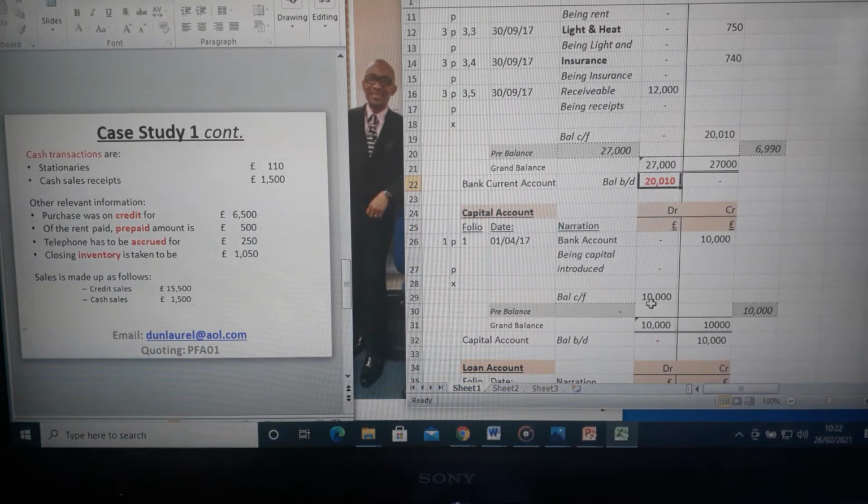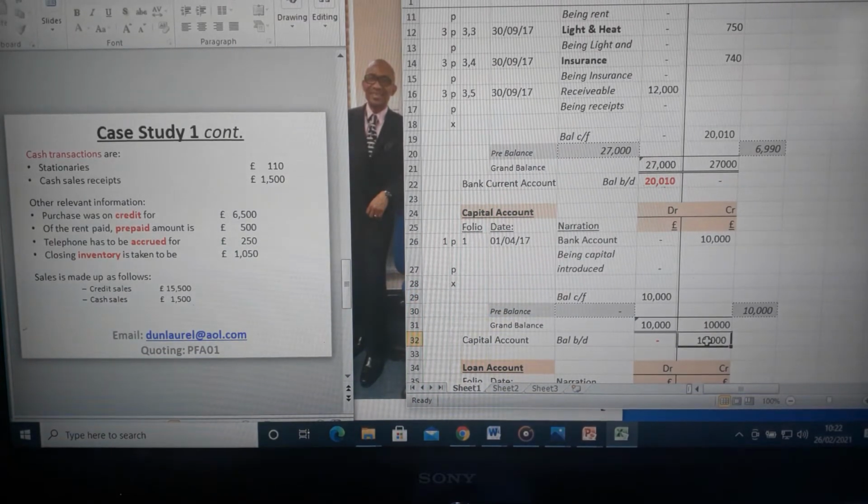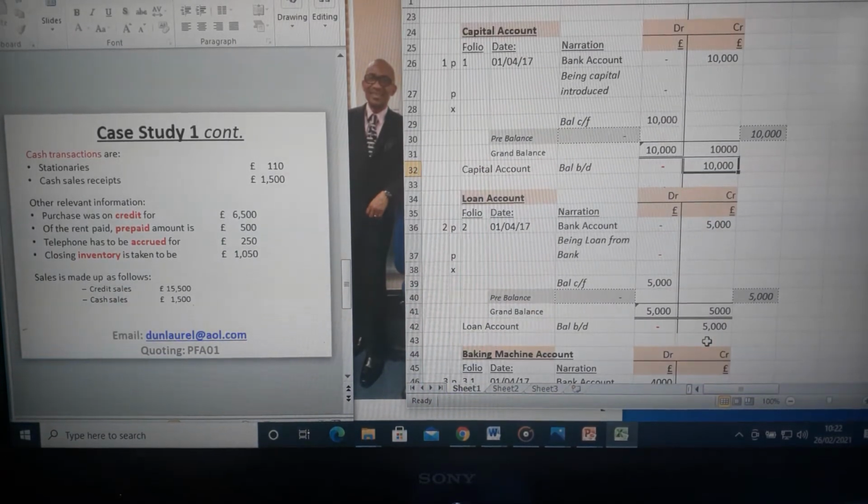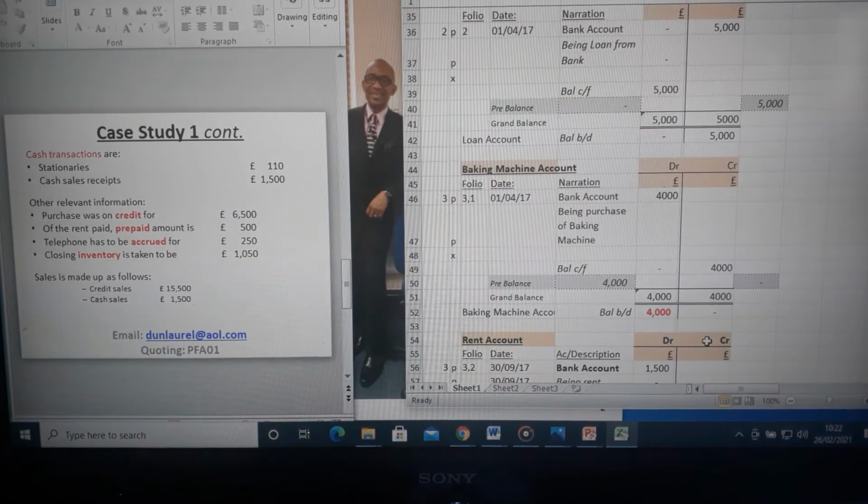Do it here again for the capital account. We have a total of 10,000 on credit, nothing on debit. So you have to put the debit balancing figure there, so the grand total will be 10,000 each. So that 10,000 is on the debit side. We now come to the credit side for the capital account. This is what you do for all your T accounts. This is how you close off your T accounts.